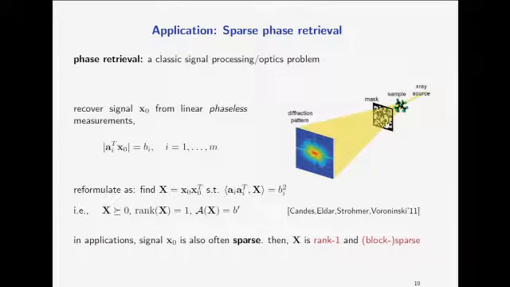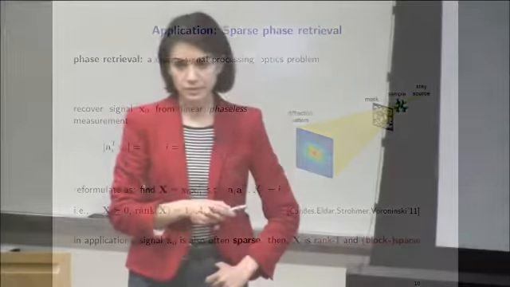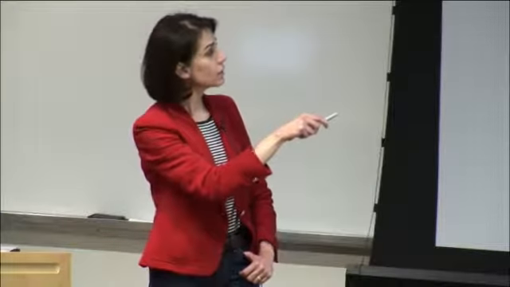An application of this comes up in signal processing, in particular in optics. This is a classic problem called phase retrieval. In this problem, you have a signal x0 that you make measurements of, and the measurements are linear, except that after you take this linear measurement of x0 with the vectors ai, you will lose the sign, or if it's a complex number, you will lose the phase of the measurement.